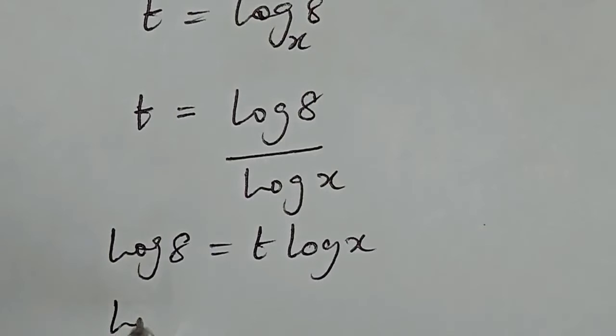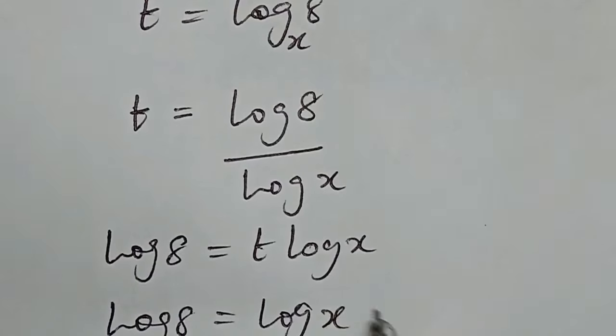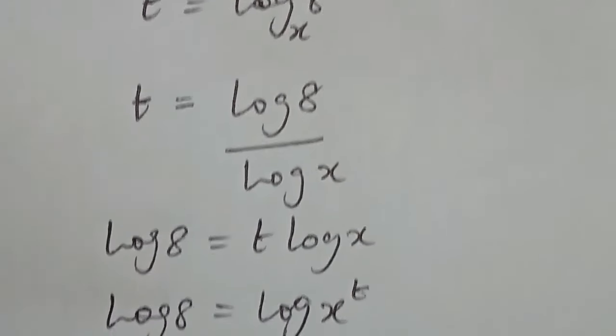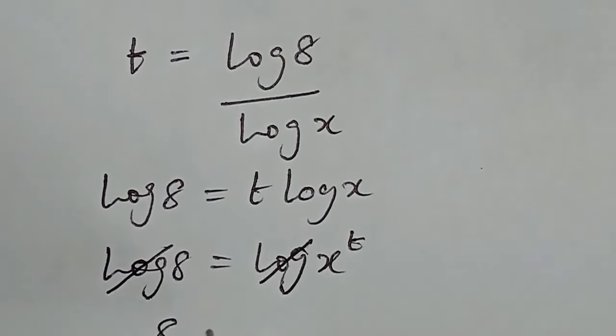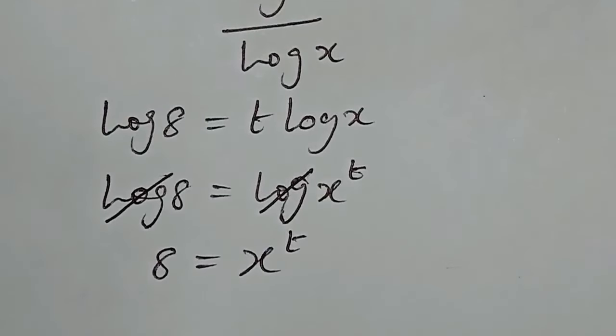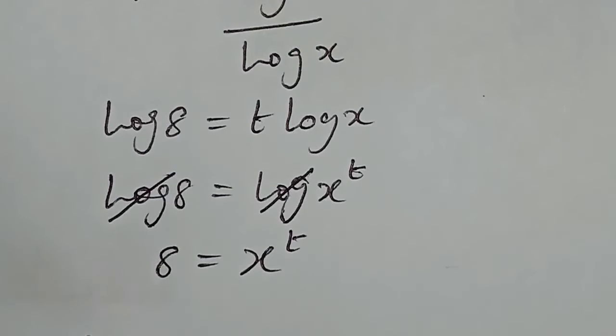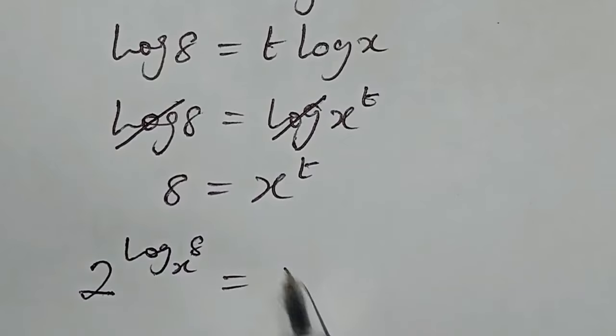So we have log 8 is equal to log x to the power of t. So we cancel out this log. We have 8 equal to x to the power of t. But from our earlier expression, which is the question, we have that 2 to the power of log base x 8 is equal to x.